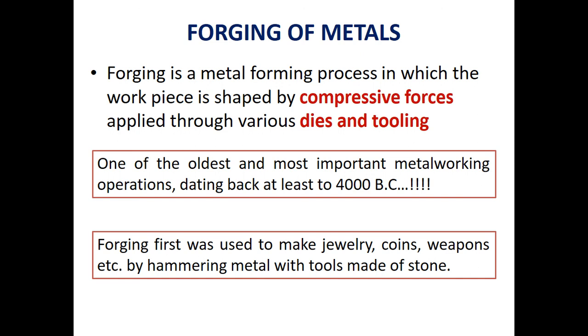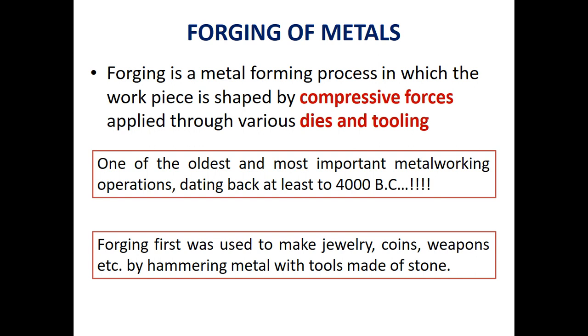Forging is a metal forming process in which the workpiece is shaped by compressive forces. You are hammering it using some hammer, maybe with the help of some machines. It's a metal forming process in which the workpiece is shaped by compressive forces applied through various dies and tooling. So forging is a metal forming process through the application of compressive stress for deformation.